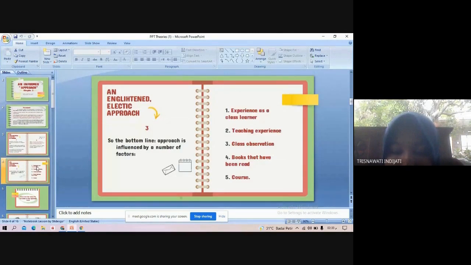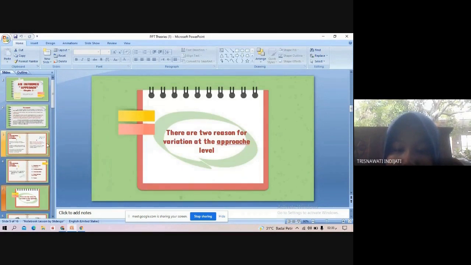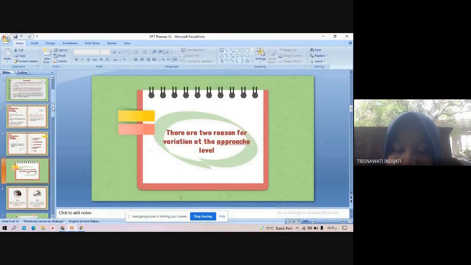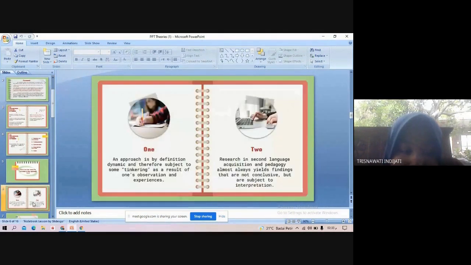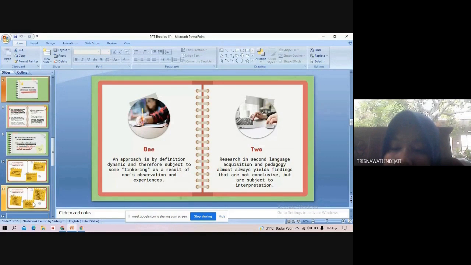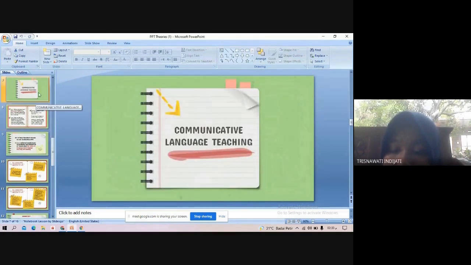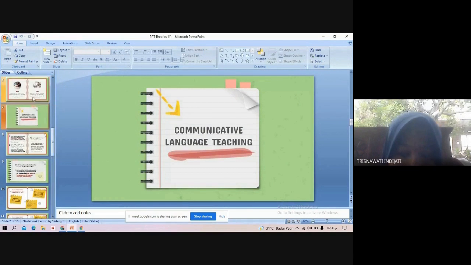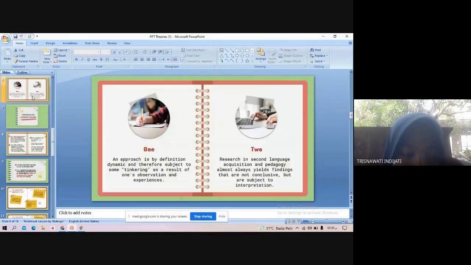Slide 5. There are 2 reasons for variation at the approach level. Ada 2 alasan pada tingkat pendekatan. 1. An approach is by definition dynamic and therefore subject to some tinkering as a result of one's observation and experience. 2. Research in second language acquisition and pedagogy almost always yields findings that are not conclusive but are subject to interpretation. So, an approach can be dynamic in accordance with observation and experience. Yang penting itu pengalamannya.